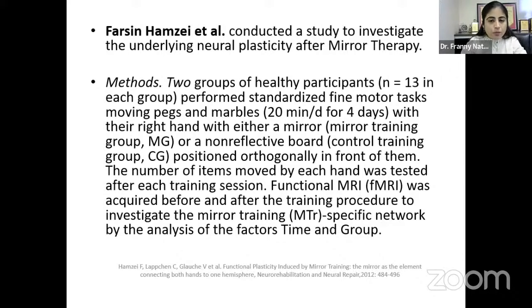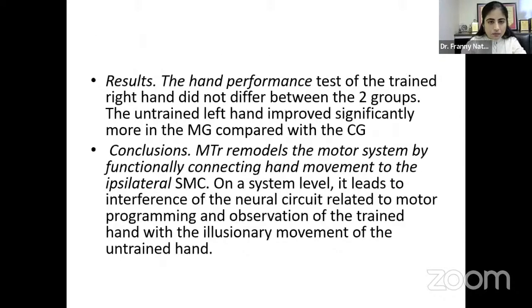The number of items moved by each hand was tested after each training session, and functional MRI was acquired before and after the training procedure to investigate the effects of mirror therapy. They found the hand performance test of the trained right hand did not differ between the two groups. The untrained left hand improved significantly more in the mirror group as compared to the conventional group. So there are many other studies in the literature that talk about the effects of mirror therapy.